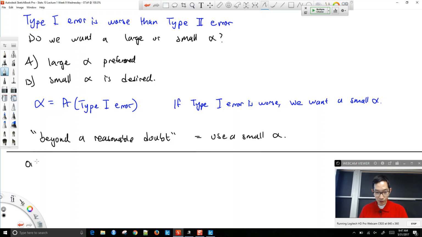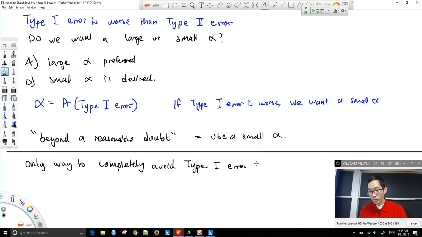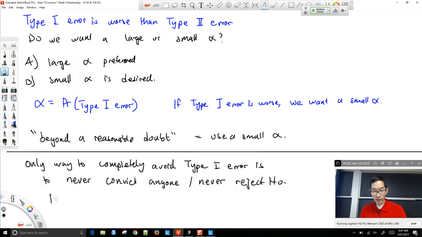So we'll say the only way to completely avoid type 1 error is to never convict anyone, or never reject the null. Then you are no longer a judge.